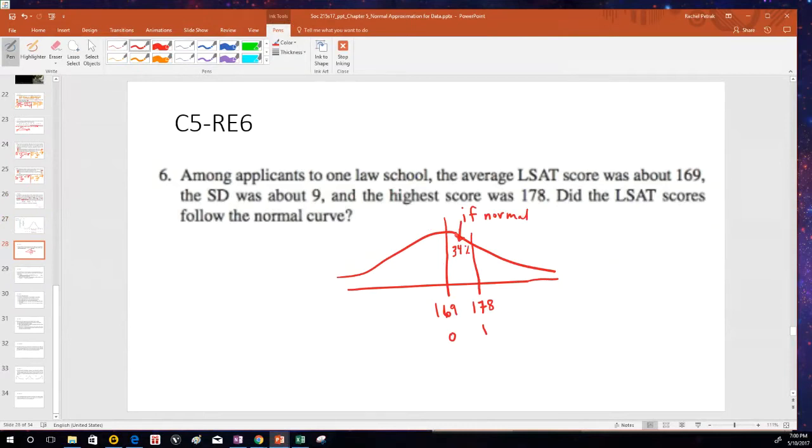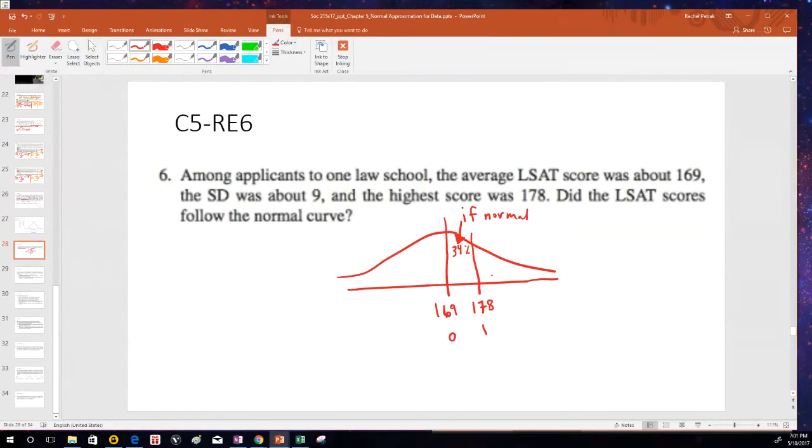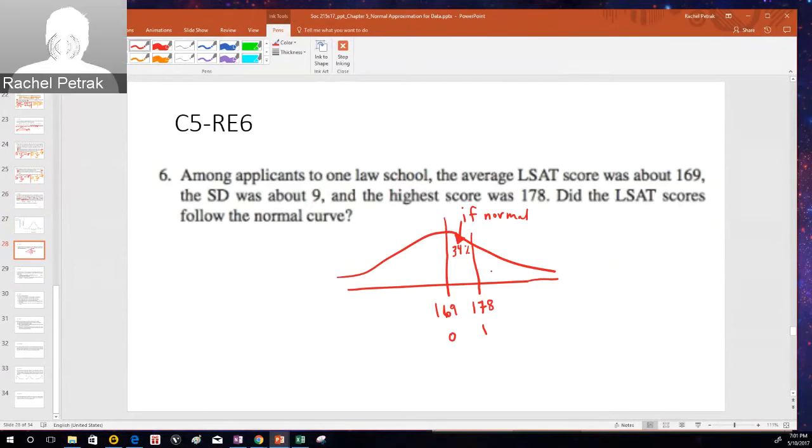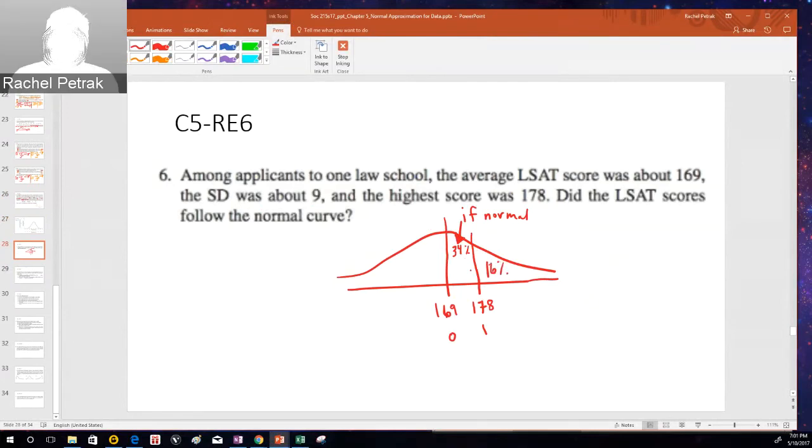However, that's the question. Is this normal? Well, if the highest score was 178, then this probably isn't normal because we would expect there to be more scores. If this followed a normal curve, we would still expect 16% of the scores to fall out here, right? So this can't be normal.